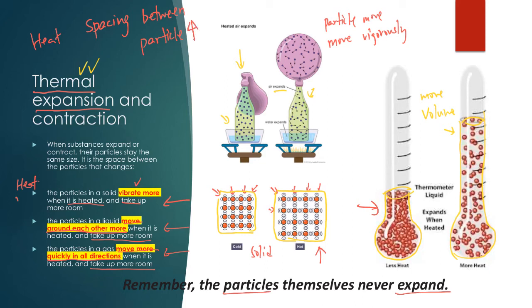So vice versa, similarly, if instead of heating something, we cool down something, obviously the spacing would then decrease. So in Chinese, we call this situation 冷縮熱漲. Okay, so this is the only thing, only the space between the particles changes. It's nothing due to the size of the particle. The size remains the same.